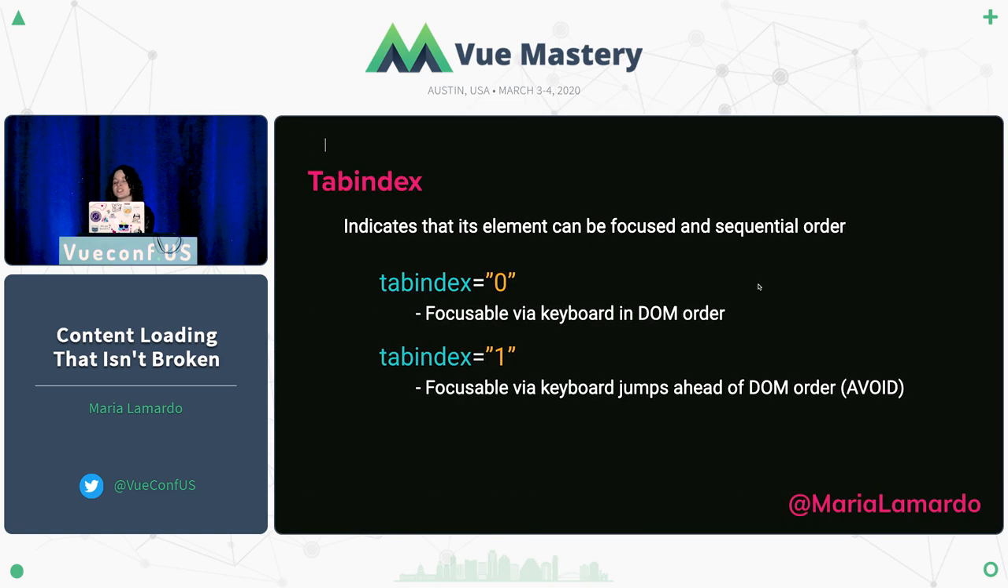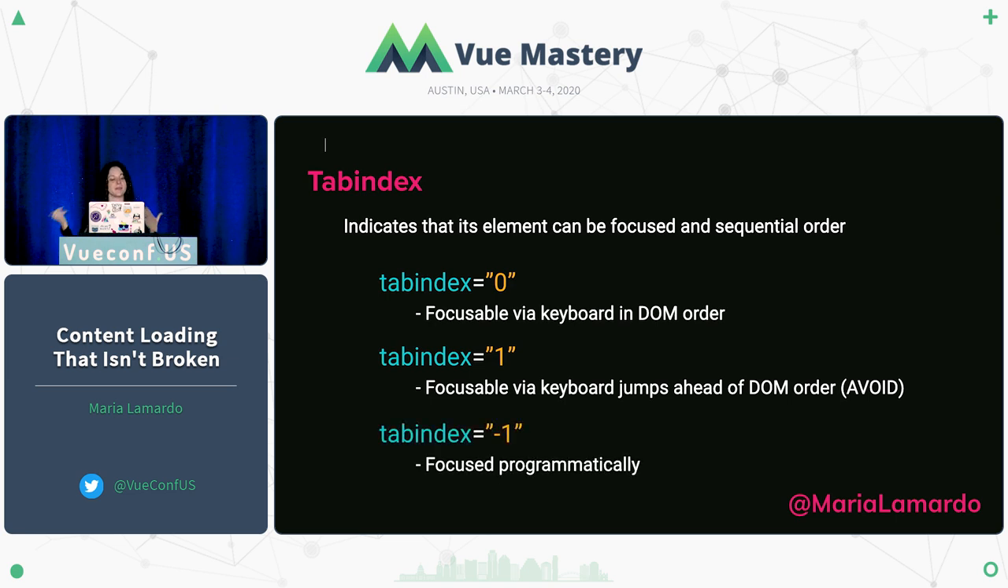Now, I do want to mention that this exists, but it is something you want to avoid using, as it can get very complicated and hard for keyboard users to navigate your applications. Imagine you have a tab index on like 12 elements on your page, and then you start adding something in between those elements, then you have to update all your tab indexes so that it matches. So just make sure that you're using your DOM order to call focus on your elements.